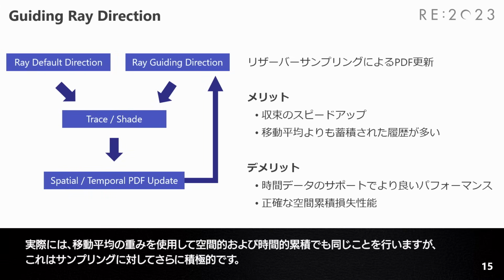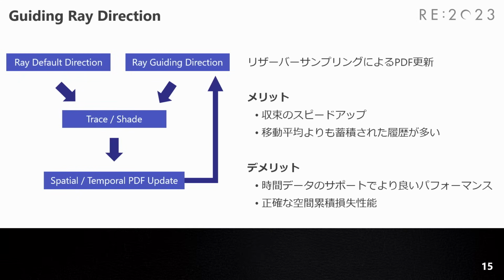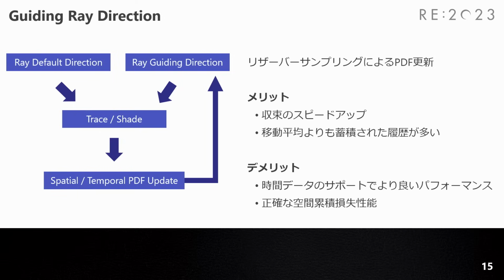Actually, we do the same thing with spatial and temporal accumulation using the moving average weight, which is even more aggressive for the samples. Only if the reservoir buffer accumulates enough history will the guided direction be acceptable and the PDF precision be enough to use. You cannot guide the direction if you don't have history. So, as previously mentioned, we try to solve noise using only one-frame data. That doesn't help for this purpose.